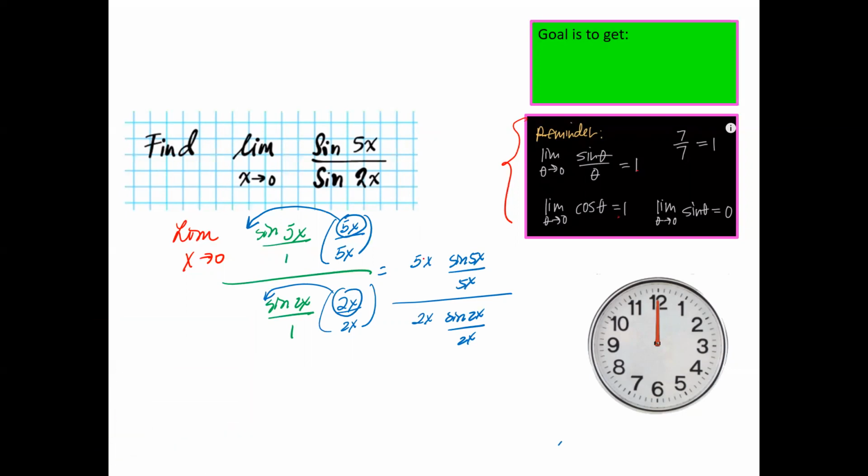And then let's go ahead and set the limit as x approaches 0. You know, this part right here is going to become a 1. This part is going to become a 1. And interesting enough, this x and this x will cancel. So what do I have left? Just 5 over 2. How beautiful is that?